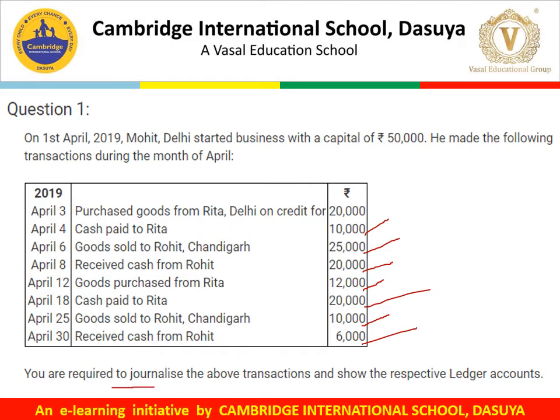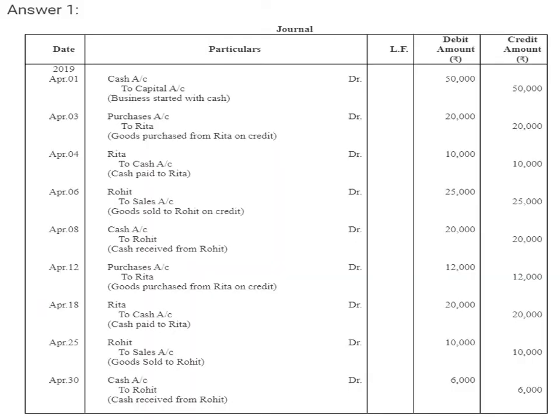Now you are required to journalize. So first of all, we will journalize these transactions and show the respective ledgers. Then we will prepare the ledger accounts. Now the entry for April 1 when the business is started: cash account debit to capital account rupees 50,000. Then purchases to Rita because it is credit purchase, 20,000. Then Rita to cash because cash is paid to Rita, 10,000.